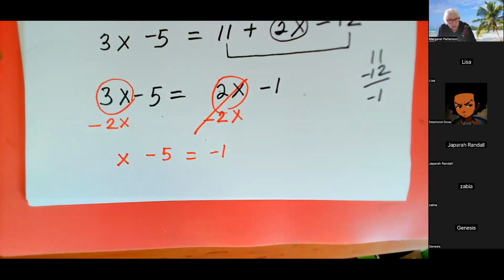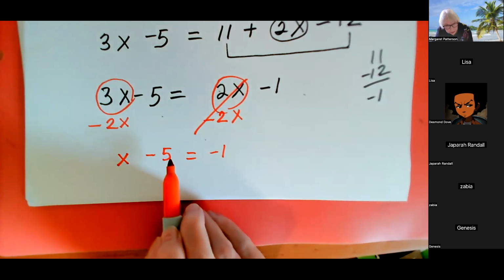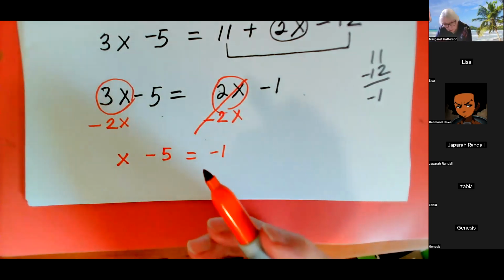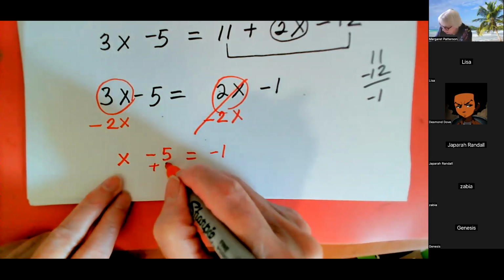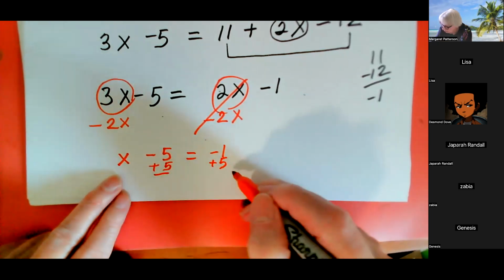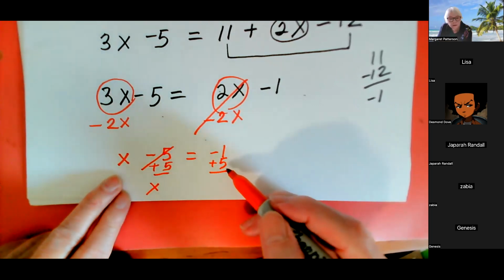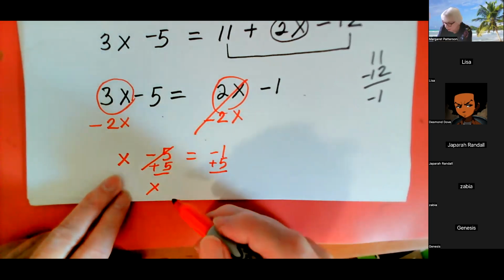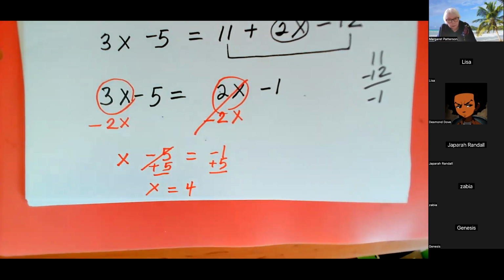At this point in time, you do whatever's left to be done. And to get the X alone, I have subtract 5 from it. The only way to get rid of -5 or subtract 5 is add 5, add 5. This is gone. 5 plus a -1, 4. Okay.